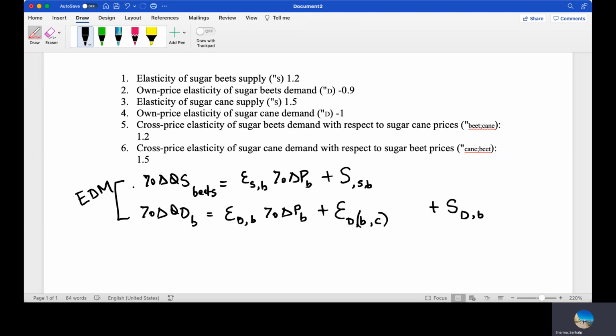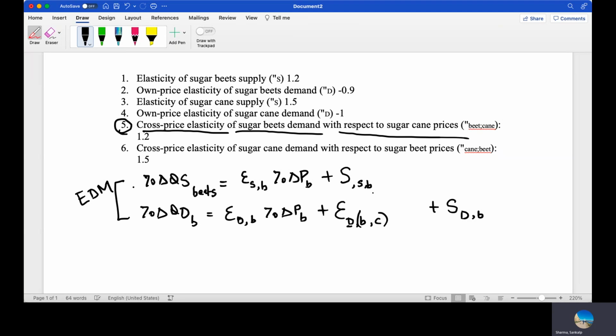And you can actually see it's given right here. So if you look at 0.5, that's what that cross price elasticity is. The cross price elasticity of sugar beets demand, so notice demand, D, with respect to sugar cane prices. So that's essentially what that 1.2 is.